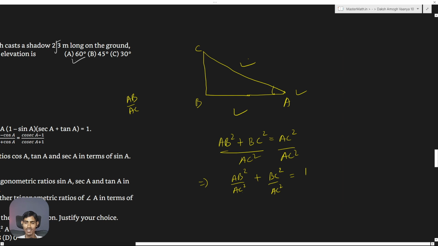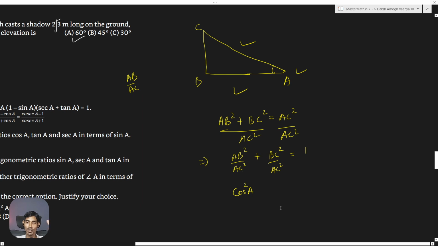You got it wrong, Daksh. Sir, cos A. And because it is square, so cos square A. And probably we will discuss why I am writing cos square A and not cos A square. Is that okay?